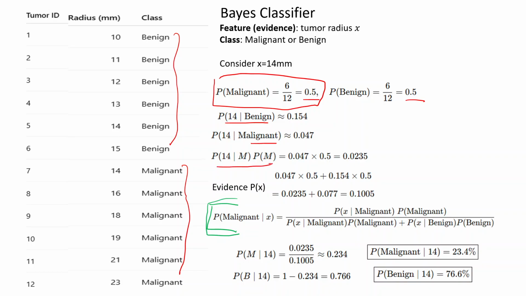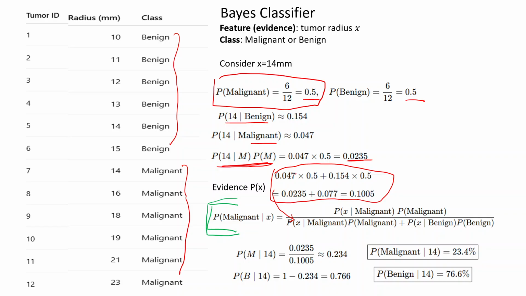Now, when we have to calculate the numerator value for the Bayes theorem, then this value, that is probability of 14, conditional probability of 14 with respect to malignant multiplied by probability of the malignant, which is going to become 0.047 multiplied by 0.5, which is going to come to the value 0.0235.